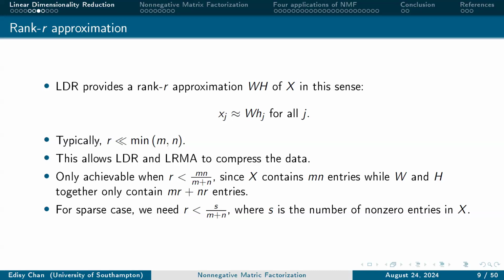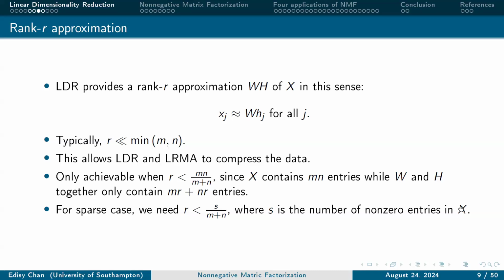So there are M by N data points. Now, we can see that for the product WH, W has M by R entries and H has R by N entries. So we don't want the total number of entries in WH to be more than the number of entries in X, right? So this is the condition.